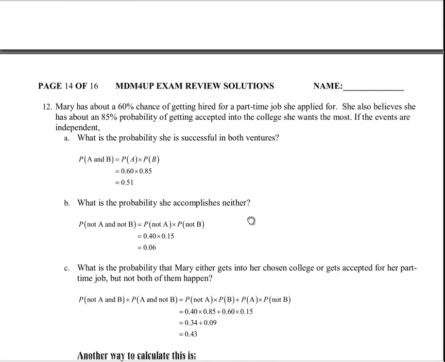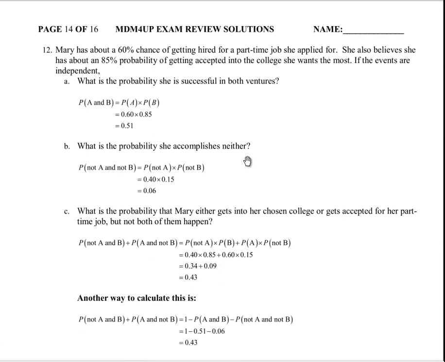Moving over to the next page, page 14 for question 12. Mary has about a 60% chance of getting hired for a part-time job she's applying for. She also believes she has about an 85% probability of getting accepted into the college she wants the most. Now we're told that the events are independent. So we're asked, what's the probability she's successful in both ventures? So that's the probability of A and B, if we call this A and this B. If they're independent, then we just multiply those two probabilities. So we'd have 0.60 times 0.85, which is 0.51, or about 51%.